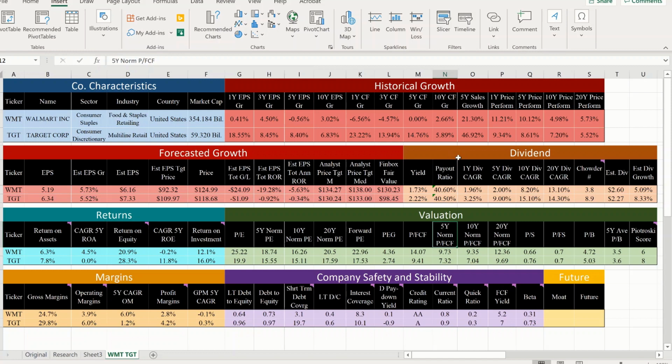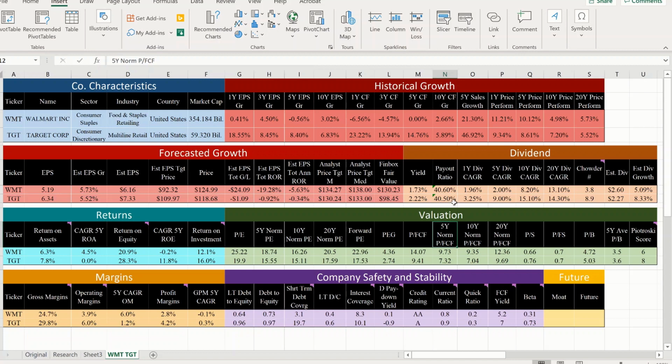Now next we have the dividend. As a dividend investor, this is very important to me. The yield for both is low, with Walmart at 1.73% and Target at 2.22%. Usually I want to see at least 3%, but I make exceptions for fast-growing companies like Microsoft, Apple, Visa, or MasterCard. Unfortunately, Walmart and Target are not fast-growing companies, so this yield is too low for me. Still, Target wins. I like a payout ratio of less than 50% or at least no more than 60%, so their 40% payout ratios are great.